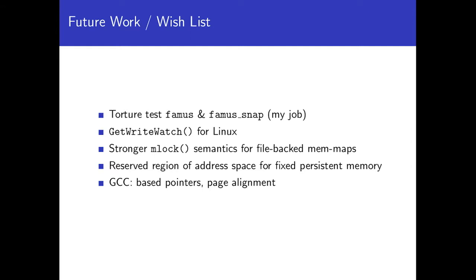Furthermore, I think it would be lovely if we had stronger semantics for mmap on file-backed memory mappings. mlock currently doesn't do what I want when applied to file-backed memory mappings, but I see no reason why it couldn't.